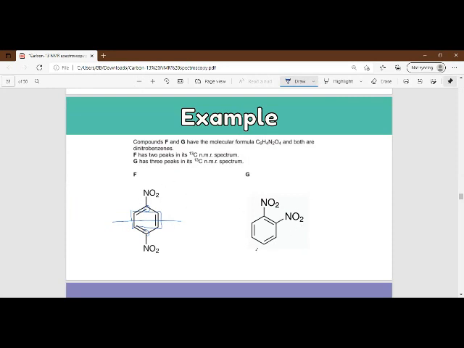Whereas for G, the line of symmetry is actually this. When you fold it, this carbon is the same, this one is the same, and these are the same. Hence, it has 3 peaks. Do you understand?